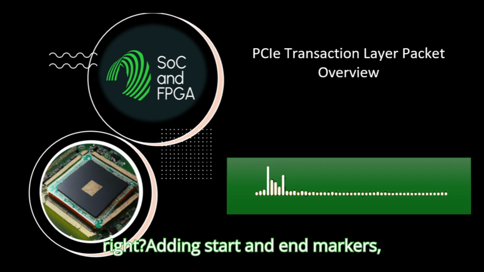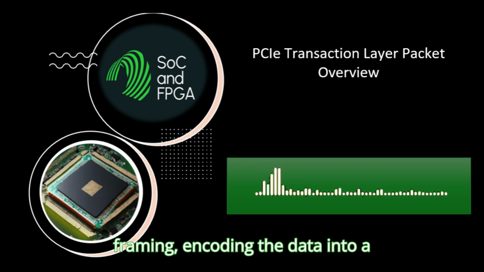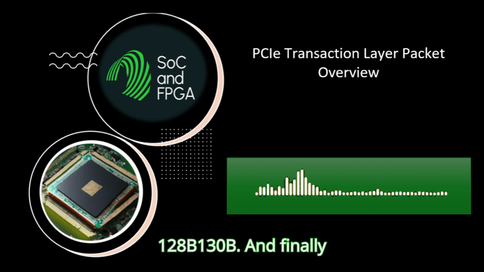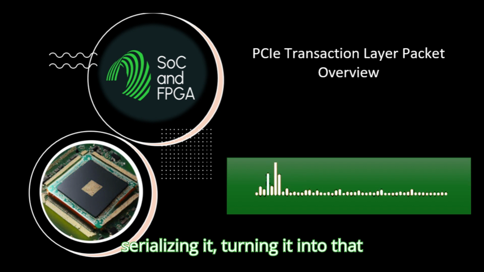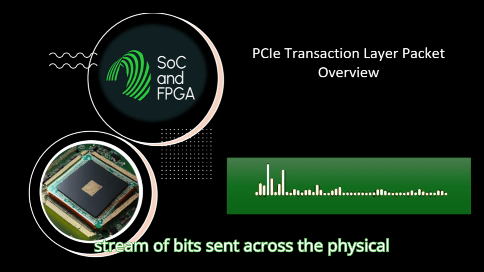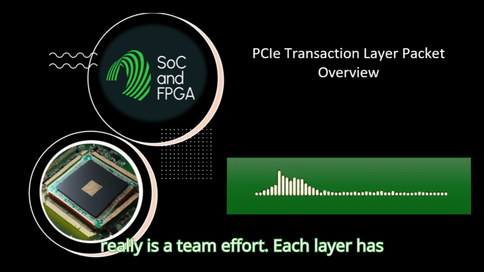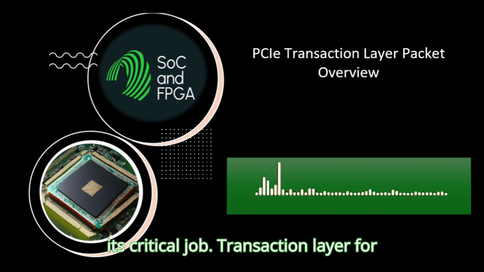Right. Adding start and end markers, framing, encoding the data into a suitable format like 8B/10B or the newer 128B/130B, and finally serializing it, turning it into that stream of bits sent across the physical PCIe wires 1 bit at a time. Well, it really is a team effort. Yeah. Each layer has its critical job.